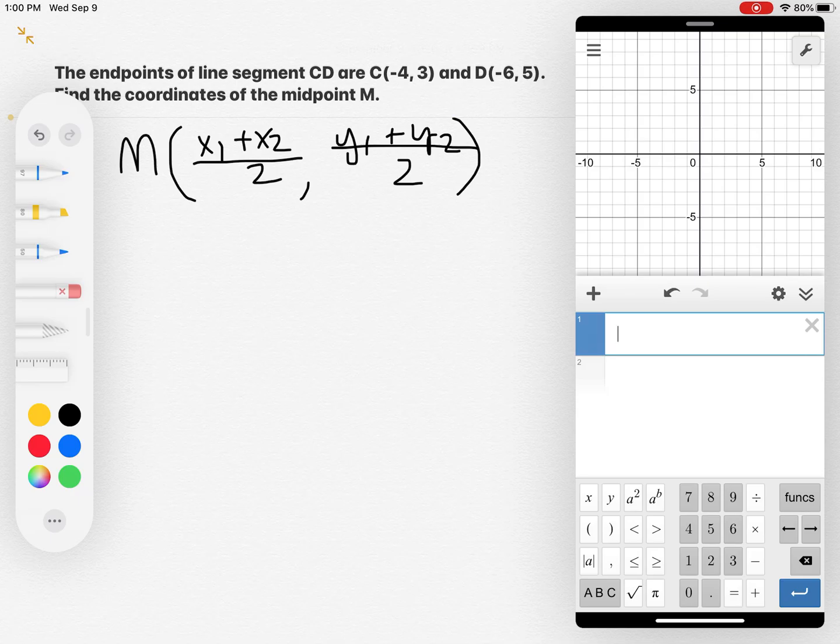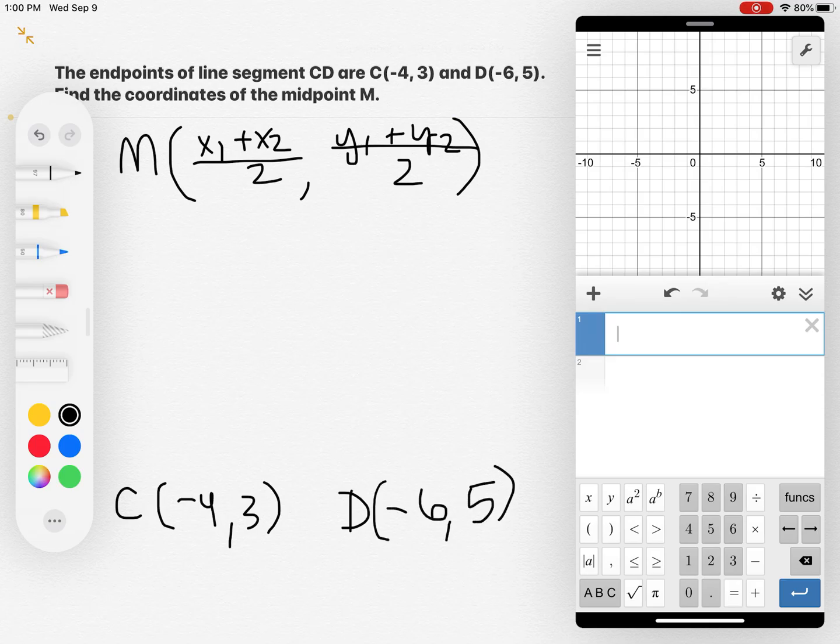So the endpoints of the line segment CD are C, -4, 3, and D, -6, 5. They want us to find the coordinates of the midpoint M. So I'm going to write those points out again just so I can write on them. C, my first point, is -4, 3. D, my second point, is -6, 5.